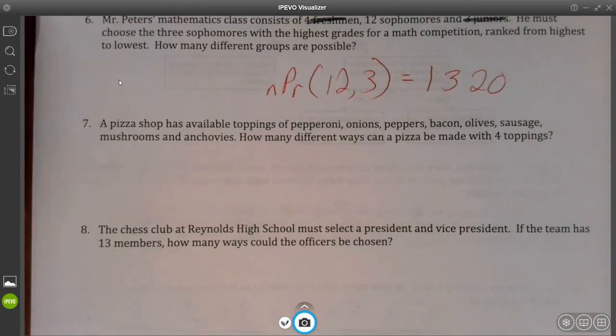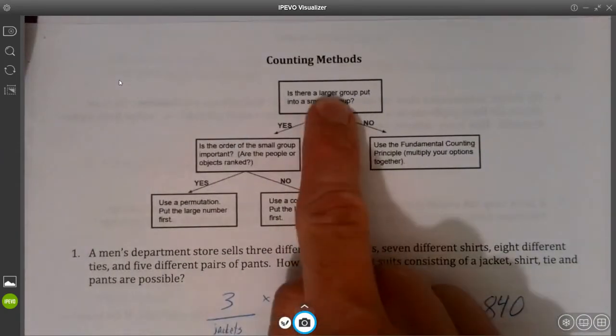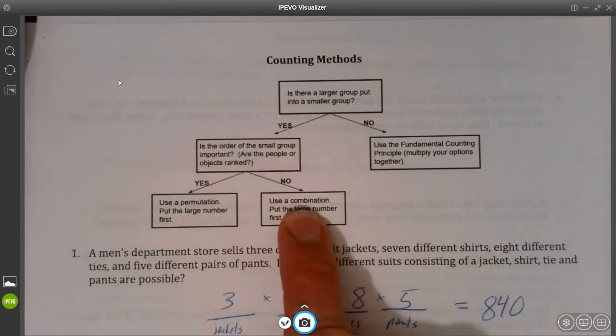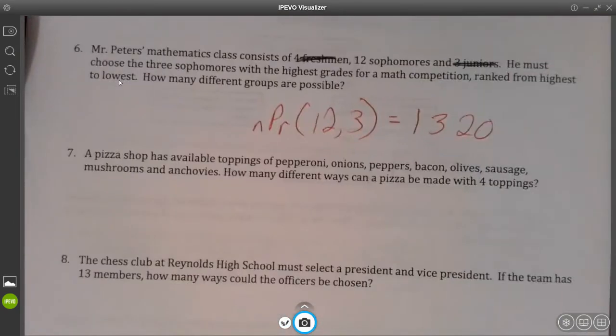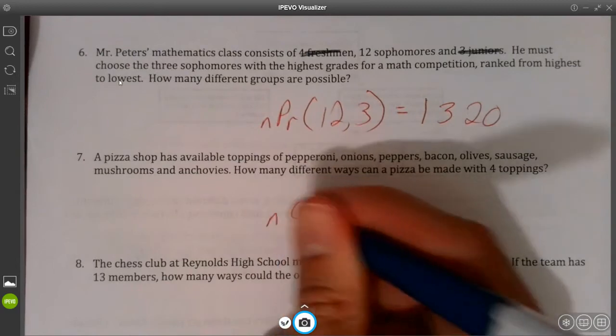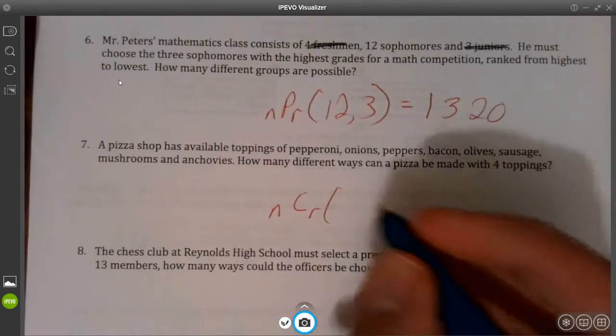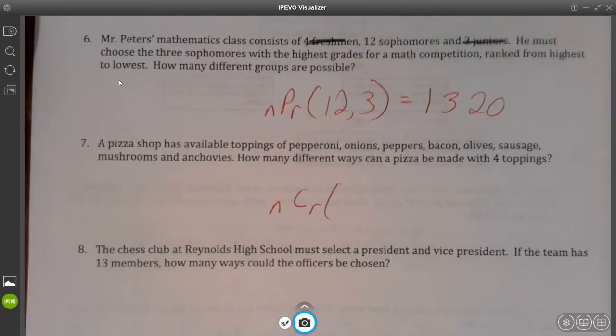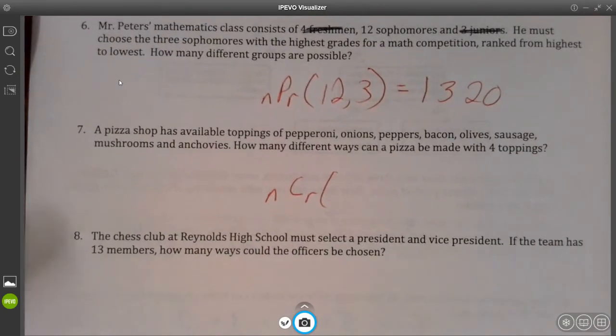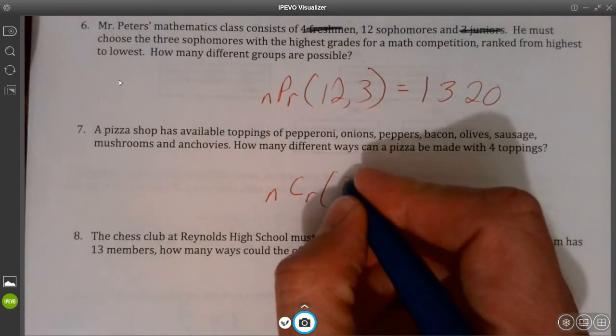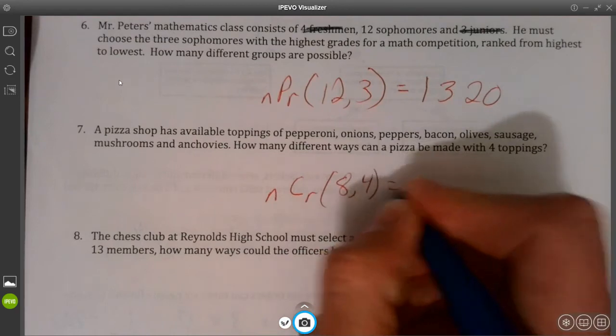So because the order doesn't matter, we are looking at, wait for it, large group made smaller, order doesn't matter, combination. So this is going to be nCr, and this is the newer way we do it because of Desmos. But again, the older notation is a little bit different in the calculator. So 8, 4, and we'll type that in.